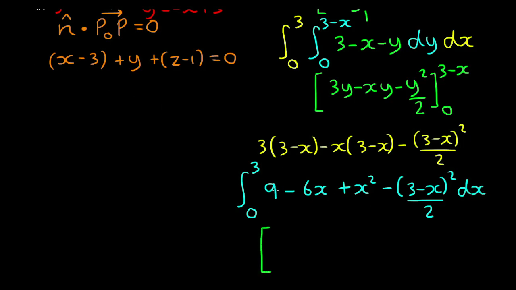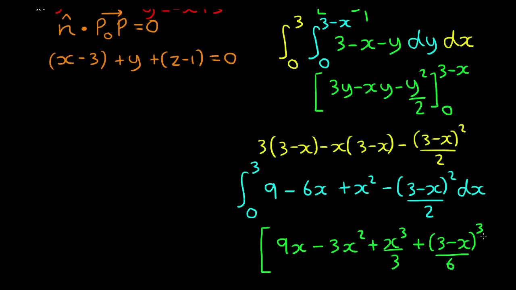So what we get is 9x minus 6x squared on 2 plus x cubed on 3 and minus 3 minus x cubed on 2 by 3. And we evaluate this at x equals 0 and x equals 3.